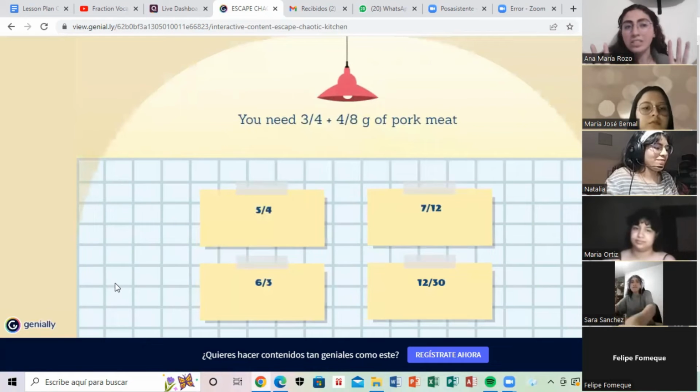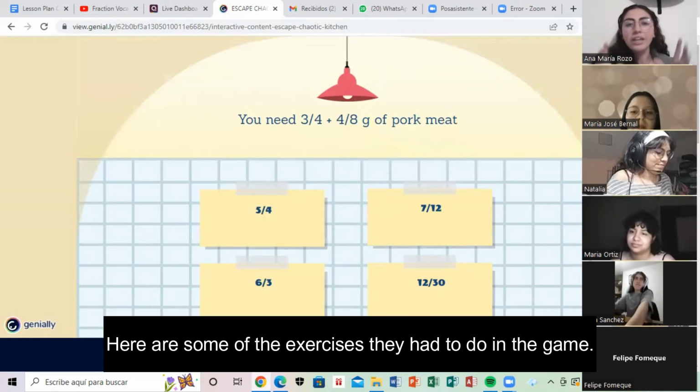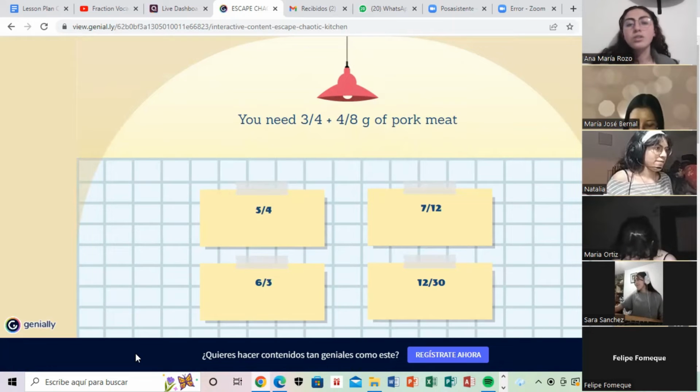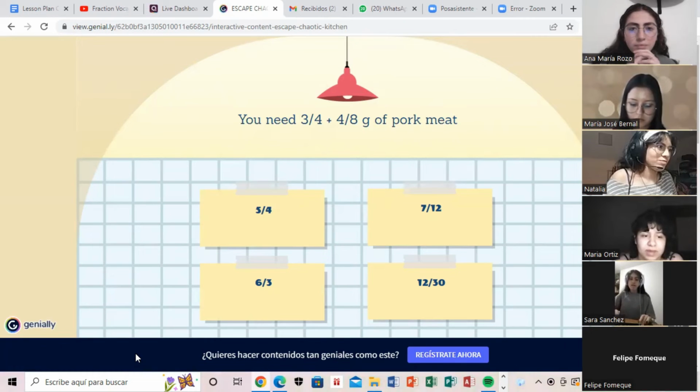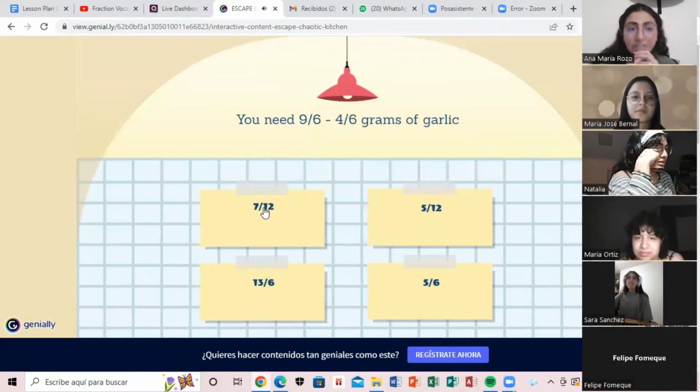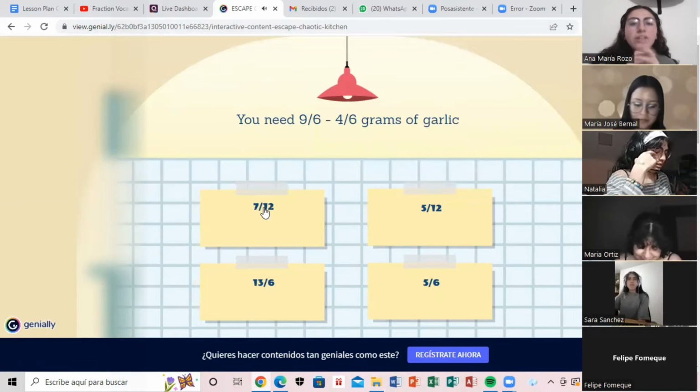Now, here come the fractions. So now you have to operate the fractions that we have in the sentence, okay? So you need 3/4 plus 4/8 grams of pork meat. So you need to add the fractions and tell me the answer. The answer is 5/4. Okay, 5/4. Very good. That was the answer. Perfect. Very well done.